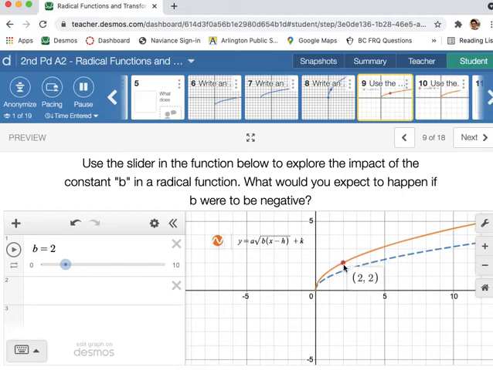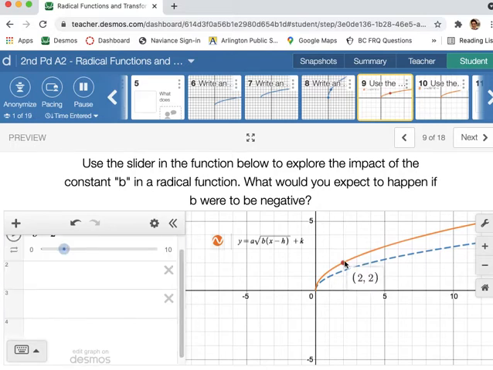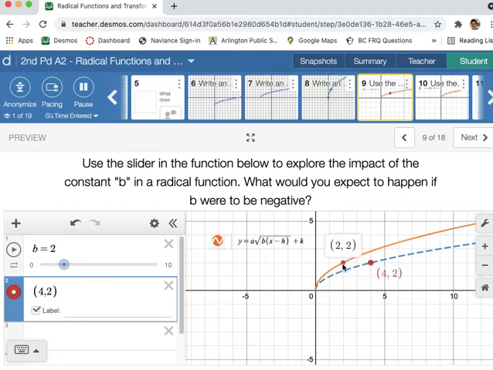is 2, 2. I made the b 2, and the y value didn't change. Remember, it was 4, 2. Now it's at 2, 2. Actually, mark off that parent function, 4, 2. Was it 4, 2? Now it's at 2, 2. The y value didn't change. The x value did.